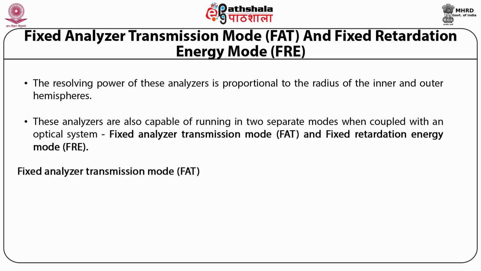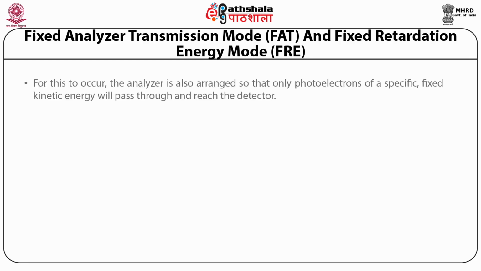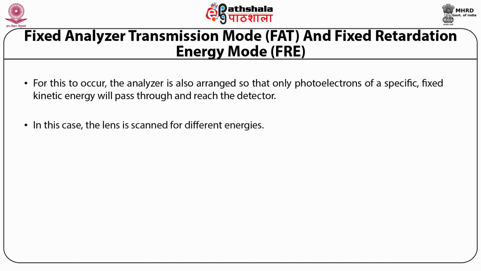First is the fixed analyzer transmission mode. In FAT mode, the lens either retards or accelerates the electrons so that all photoelectrons enter the analyzer with the same kinetic energy. For this to occur, the analyzer is also arranged so that only photoelectrons of a specific fixed kinetic energy will pass through and reach the detector. In this case, the lens is scanned for different energies.